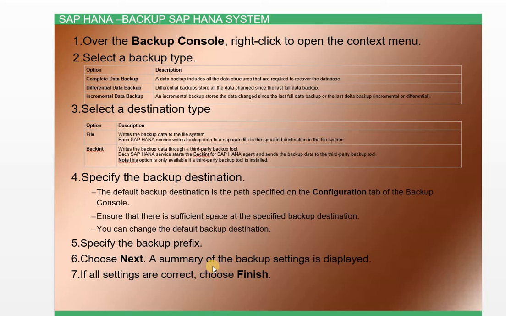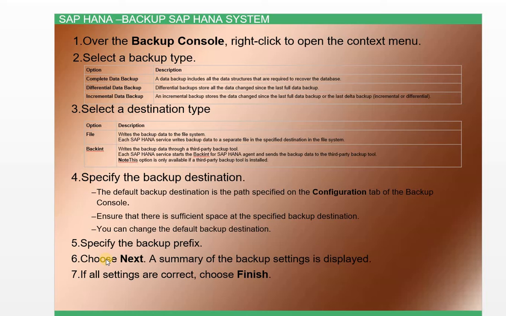The next step is to specify the backup prefix. To identify the backup, we have to specify a unique backup prefix. This is usually recommended. Choose next. A summary of the backup settings is displayed. If all the settings are correct, choose finish, and the backup will be started and initiated.